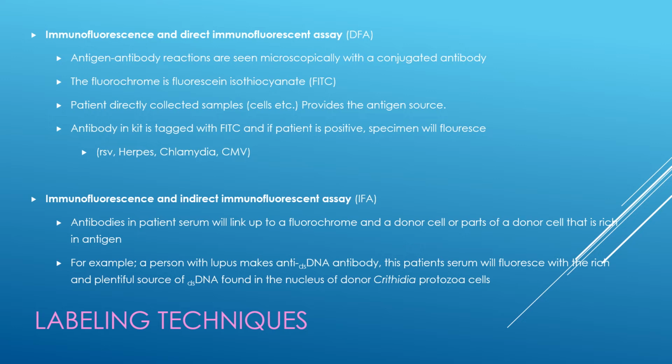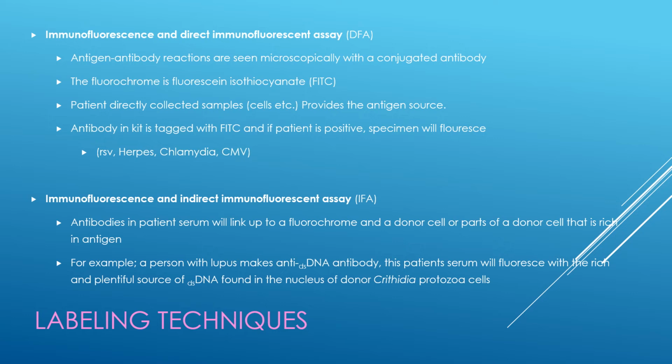In immunofluorescence testing, that is indirect fluorescent antibody testing, antibodies in patients' serum are going to link up to a fluorochrome and a donor cell or parts of a donor cell that is rich in antigen. The cells are donor cells like human epithelial carcinoma cells.